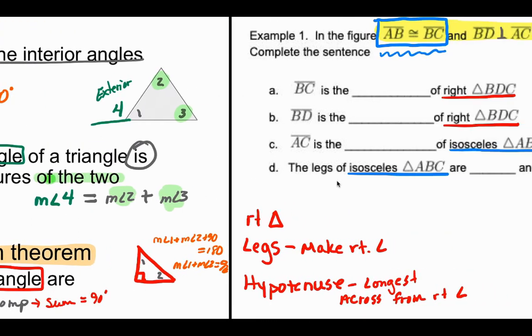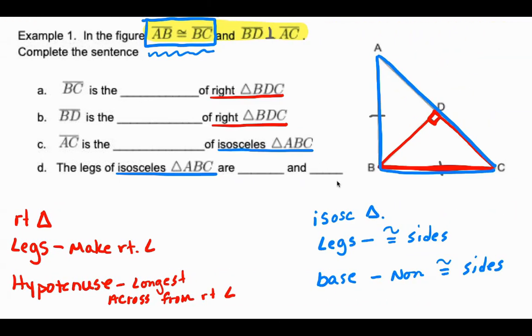So let's start our examples. Pay attention to which part of the picture we're using and our given information. We have been given that segment AB is congruent to BC. So we need to make sure that we mark that information. Congruent segments get a hash mark. Also, the upside down capital T is perpendicular. So we go to the intersection and create the right angle. They intersect to form a right angle.